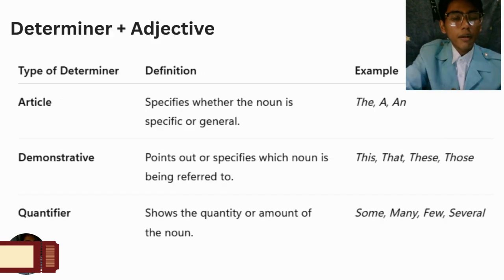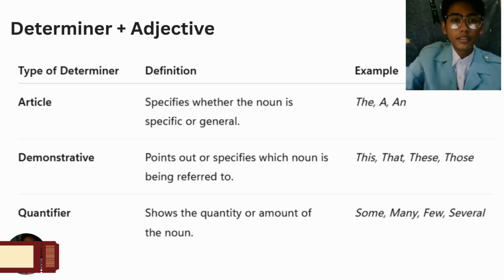Let's talk about the determiner first. Okay, there are three types of determiners. The first one is article, and it specifies whether the noun is specific or general. For example, there are the and a. Do you guys know what the difference is between the and a?